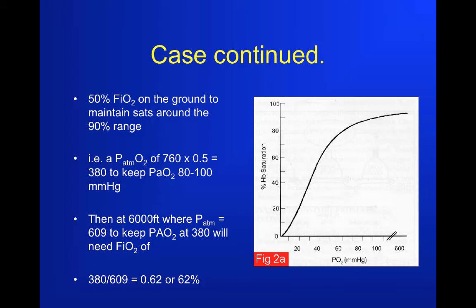So at 6,000 feet, where the atmospheric pressure of oxygen is 609 millimeters of mercury, we will need to rearrange the equation so that 609 times whatever percentage of oxygen will give us a PAO2 of 380. So if we rearrange the equation, we see that 380 over 609 gives us an inspired oxygen concentration of 62% to maintain her saturations at her current range. So whilst increasing the FiO2 from 50 to 62% may not seem like such a huge amount, it does show that we have less room for manoeuvring should the patient's condition deteriorate at altitude.